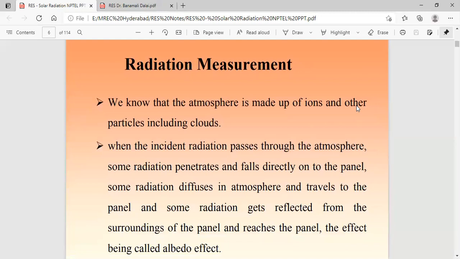Radiation measurement. Now we will see how to measure the radiation of the solar systems. We know that the atmosphere is made up of ions and other particles, including clouds. When the incident radiation passes through the atmosphere, some radiation penetrates and falls directly onto the panel. Some radiation diffuses in the atmosphere and travels to the panel, and some radiation gets reflected from the surroundings of the panel and reaches the panel. This is called the albedo effect.